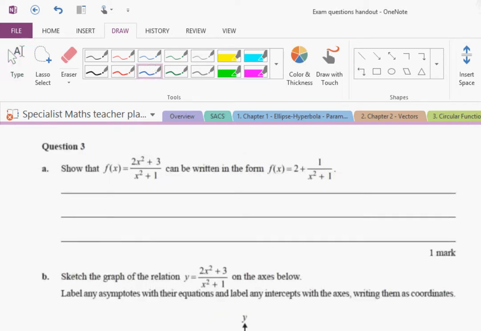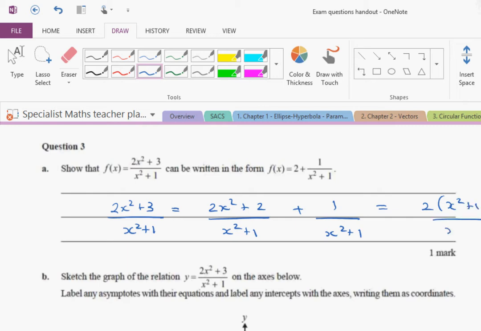First of all, with this question, pretty straightforward. What I said is that (2x squared plus 3) on (x squared plus 1) is equal to (2x squared plus 2) on (x squared plus 1) plus 1 on (x squared plus 1), which is equal to 2 outside of (x squared plus 1) over (x squared plus 1) plus 1 on (x squared plus 1), which is equal to 2 plus 1 on (x squared plus 1), as required.